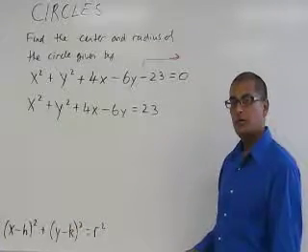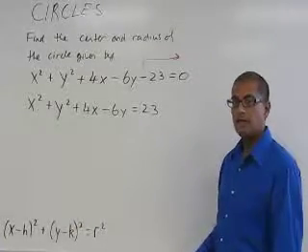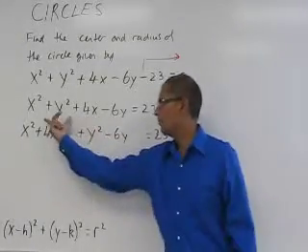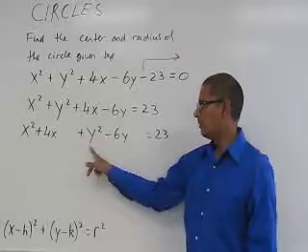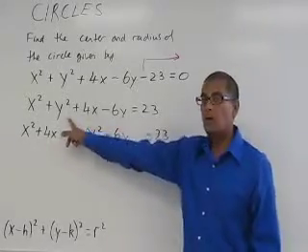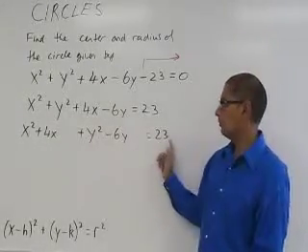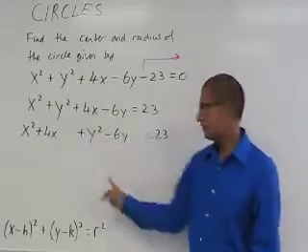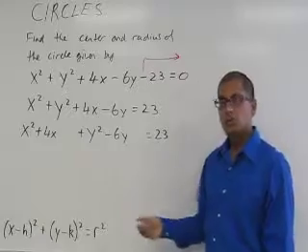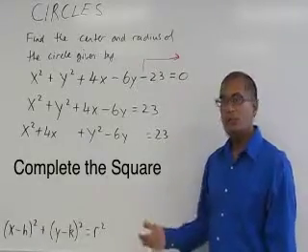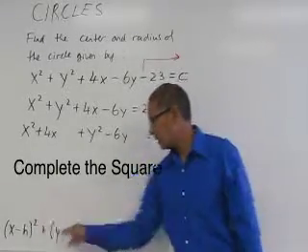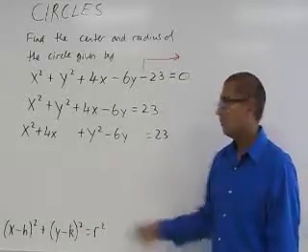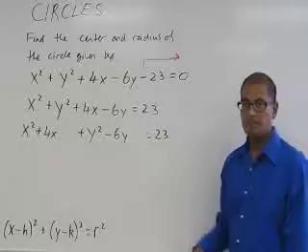So the first thing to do is actually group your x's and group your y's. So we have x squared plus 4x, so I put the 4x next to the x squared, plus y squared minus 6y equals 23. You notice there's a space I've left after this 4x and this 6y, because we're going to do what's called complete the square. Because we want something squared here. So in order to do that, we're going to actually complete the square for x and for y.